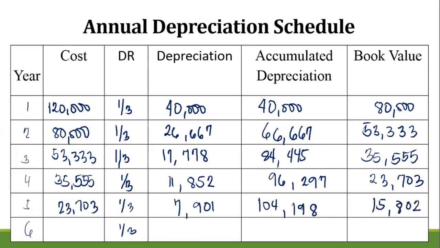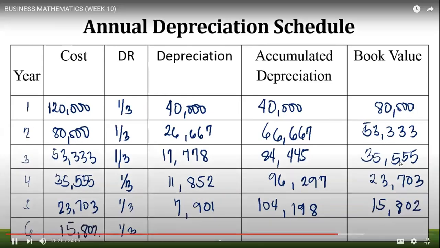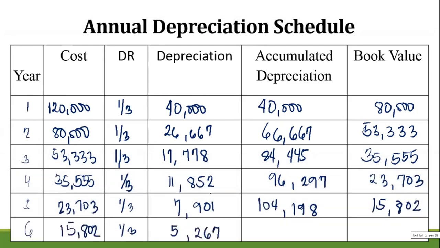And the book value is 15,802. Okay? So dito na tayo sa sixth year with 1/3 depreciation equals to 5,267. And the accumulated depreciation is now equal to 109,465. And the book value is 10,535. So, paano natin nakuha yan?